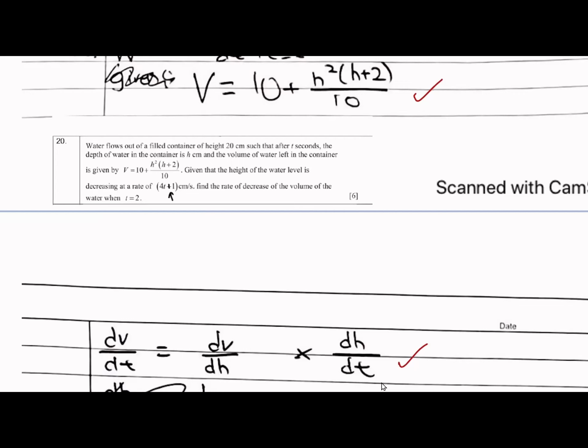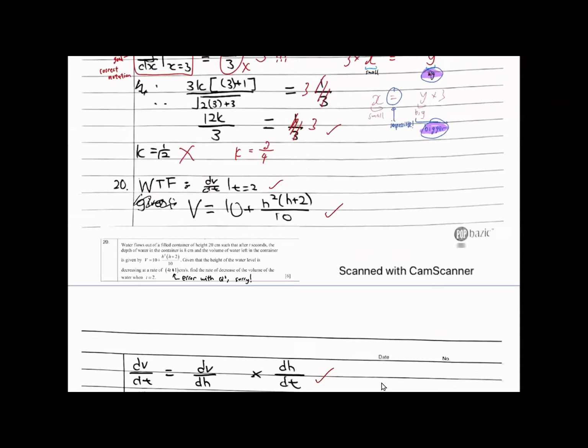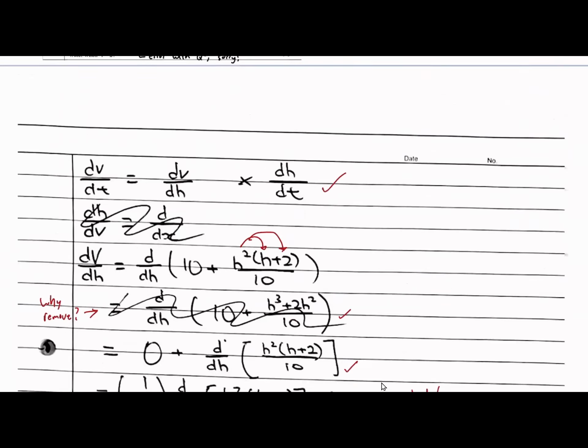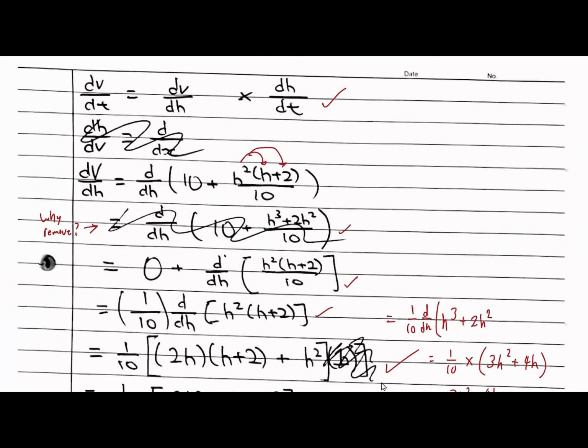Can you help me to record this down? Error with question, sorry. Typo. It's supposed to be plus 1. So it's negative of 4t plus 1. Sorry about that. That is the first thing.